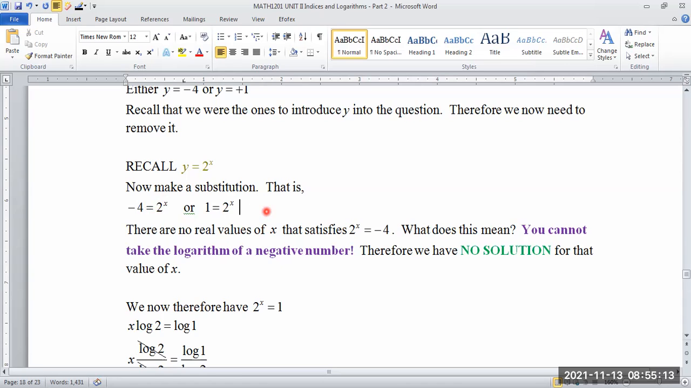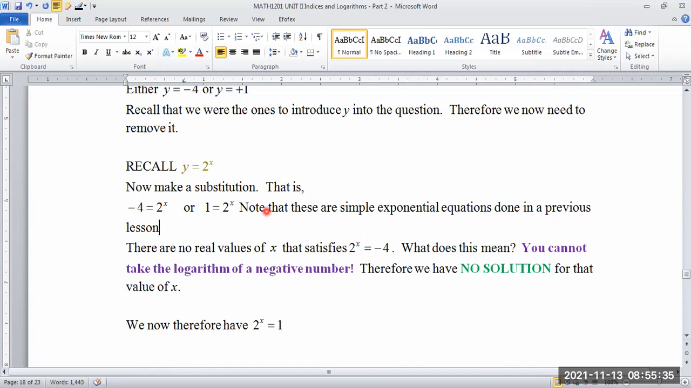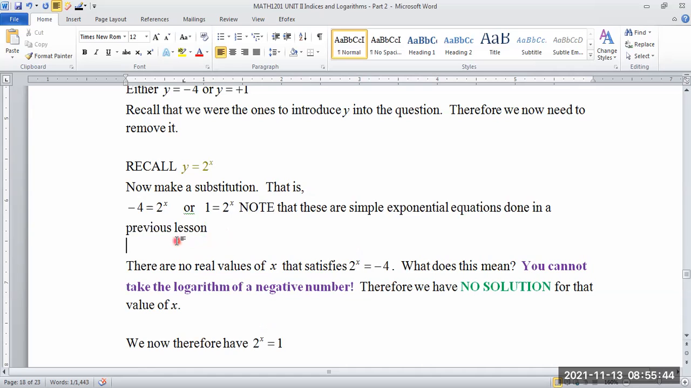Recall, note that these are simple exponential equations done in a previous lesson. So you have to note, and this is why it's important, when you miss class, you have to catch up, because I'm building on what we would have done. I couldn't have started this topic without first showing you how to solve simple exponential equations.